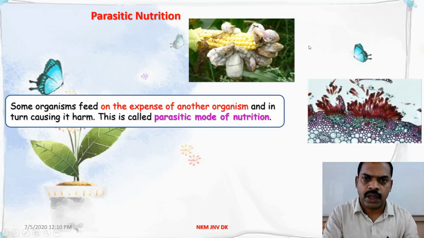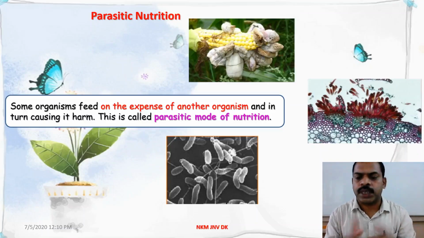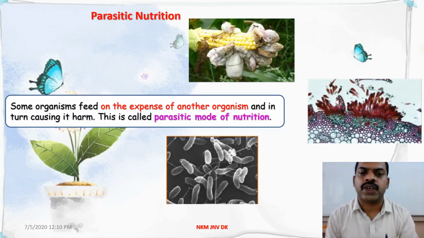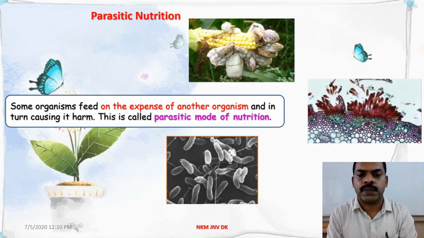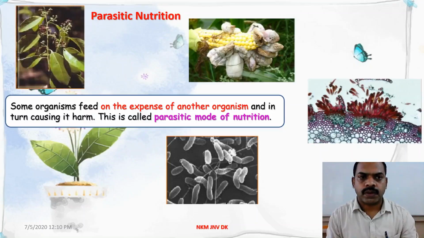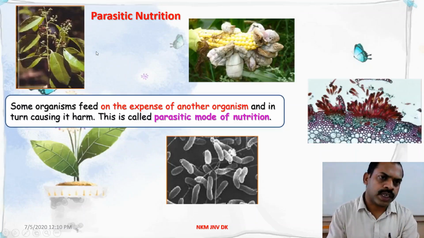You can see here, these are all different types of parasites. Microbes, even bacteria, which are pathogenic and cause disease, we can also call parasites, because they are growing on the body of the organism to get nutrients. Such organisms are called parasites. And here I have shown you a green plant. This is also a parasite.